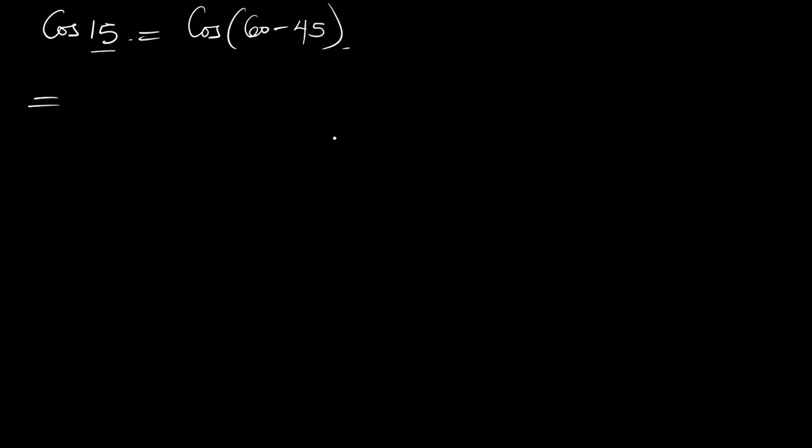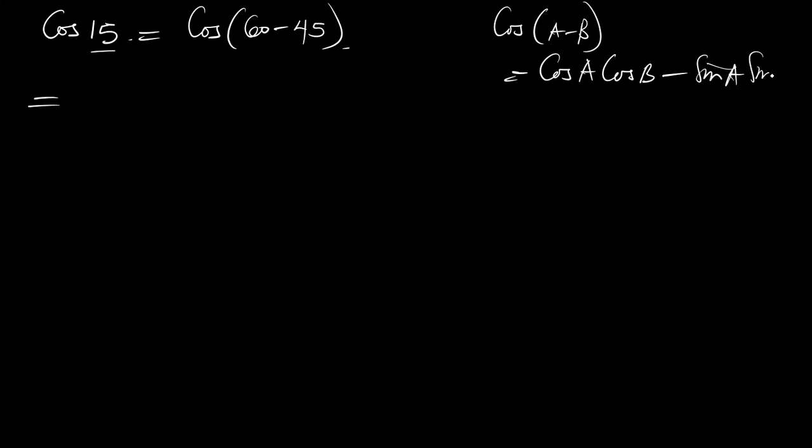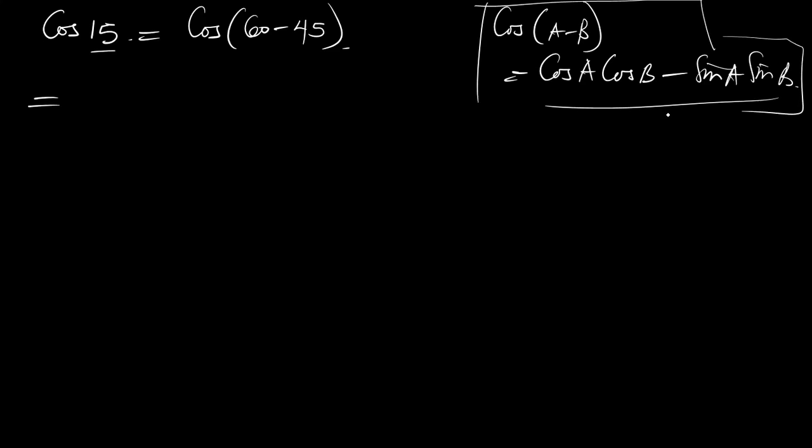So we can now see, using the trigonometric rule where cos(a minus b) is equal to cos a cos b minus sin a sin b, and applying this rule here, we now have cos 60 cos 45 minus sin 60 sin 45.